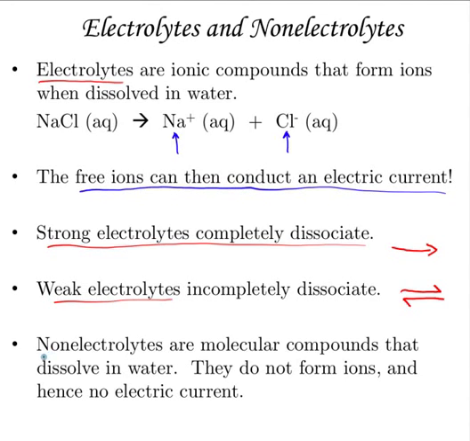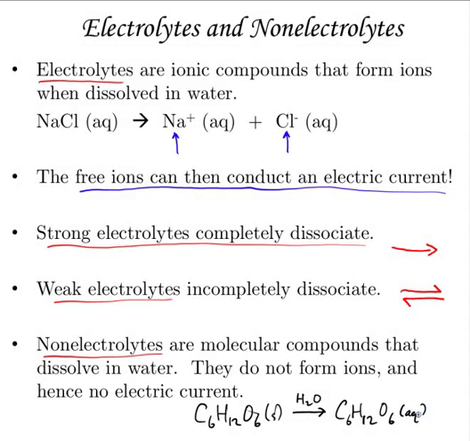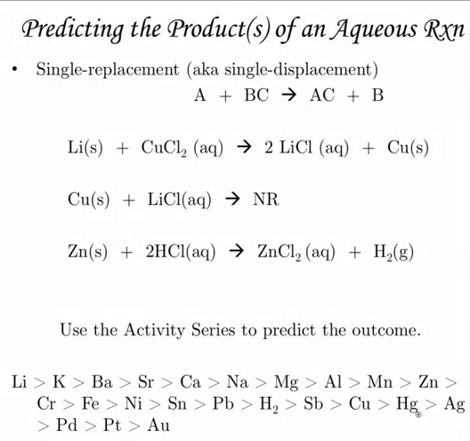And so these are going to be non-electrolytes, and these are going to be typically molecular compounds, everyone. For example, if you take ordinary glucose, C6H12O6, and you dissolve it in water, you don't form individual ions. It just becomes aqueous. Okay, so you see that there are no ions whatsoever, so glucose is going to be a non-electrolyte solution.